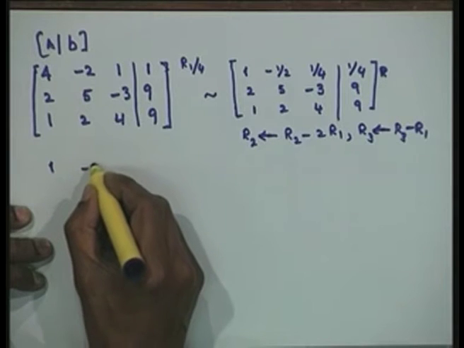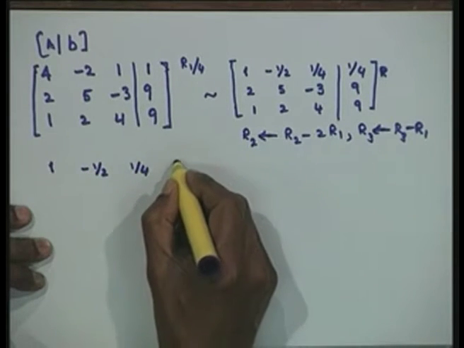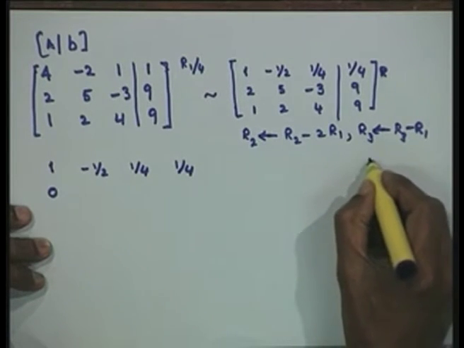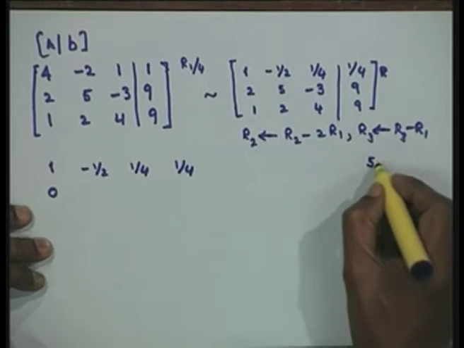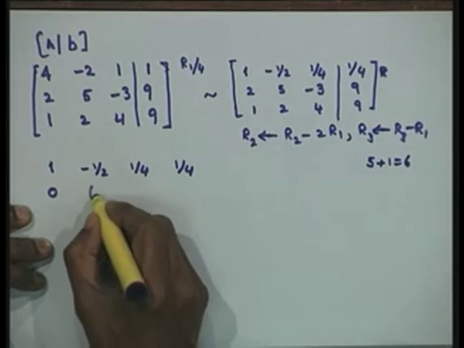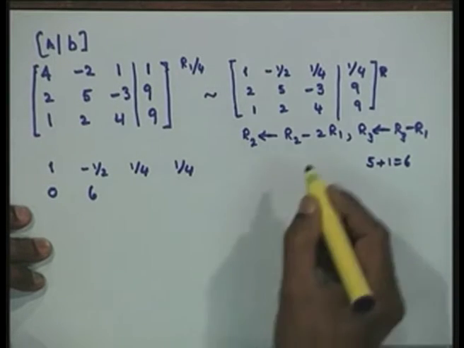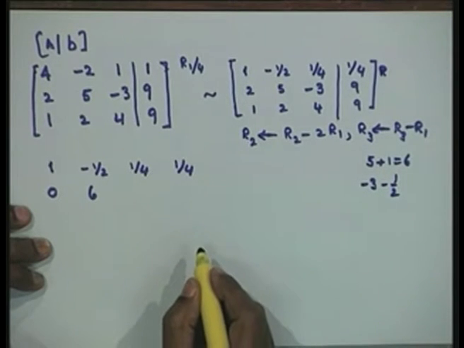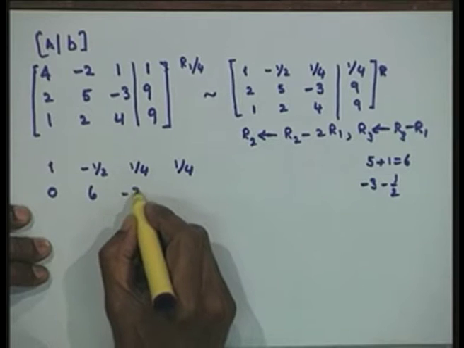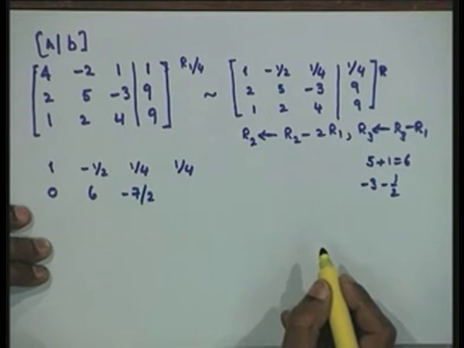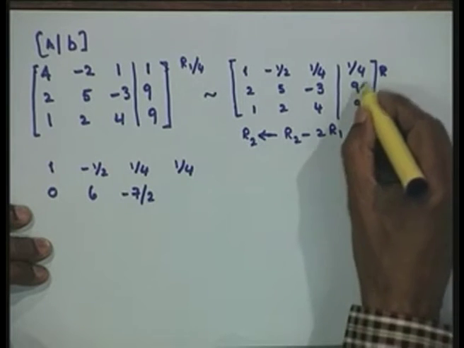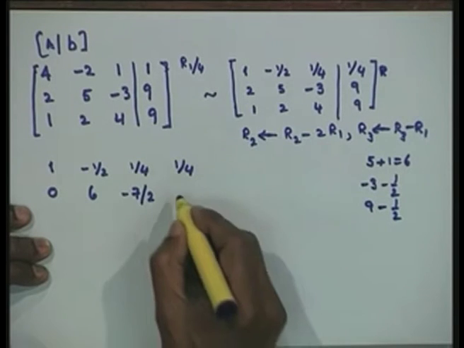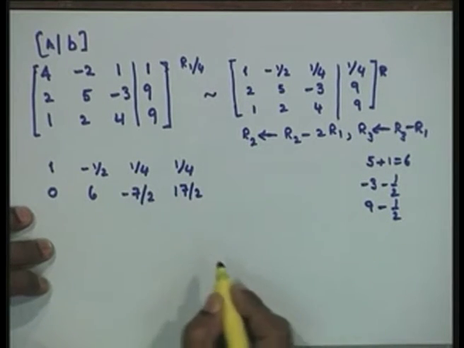Therefore, let us write it: 1 minus half 1 by 4 1 by 4. I will subtract 2 times this. So, let us do it here. This is 2 5, and we are multiplying by 2, and this one 5 plus 1 is equal to 6. So, I will have a 6 over here. Then I have the element minus 3 here and subtracting 1 by 2, that is equal to minus 7 by 2. Then I have 9, and multiplying by 2 and subtracting, I will have 17 by 2 here.